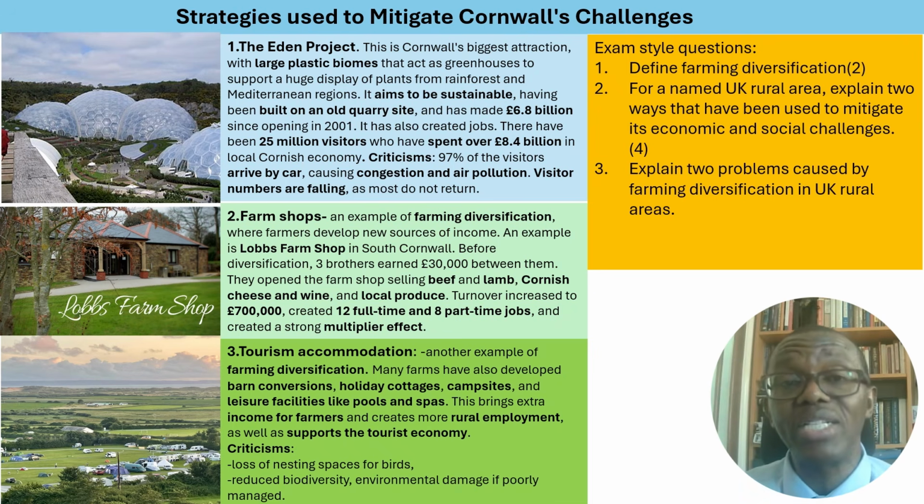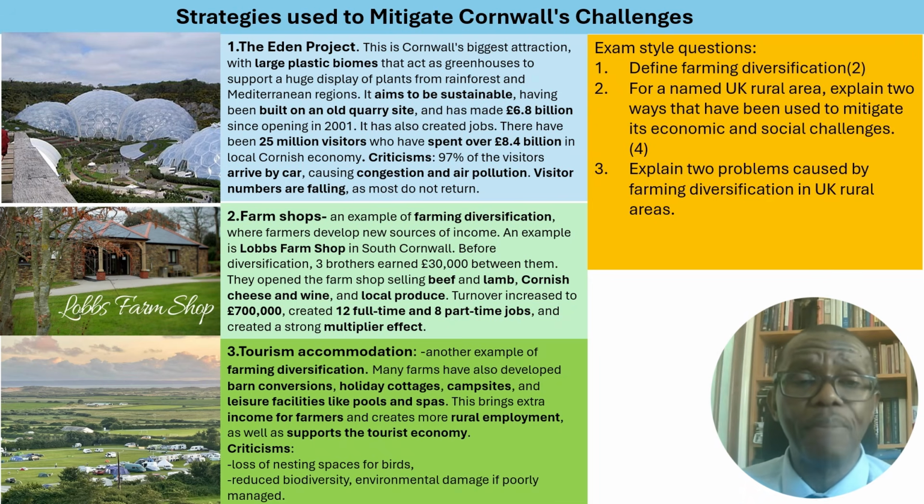And their turnover, so income, has increased to £700,000, which is significantly more than the £30,000 they were earning previously. And they have also created 12 full-time jobs and 8 part-time jobs. Now, of course, we are also considering the fact that they are getting some of their produce locally, meaning that they are also promoting local businesses and creating employment in so doing in those other local sources that they are getting from. And apart from that, they are also generating that multiplier effect that we have been talking about.